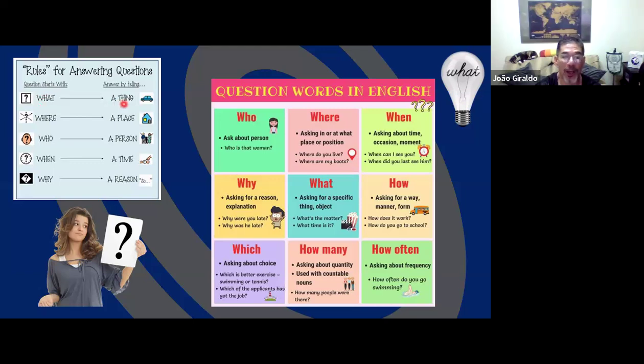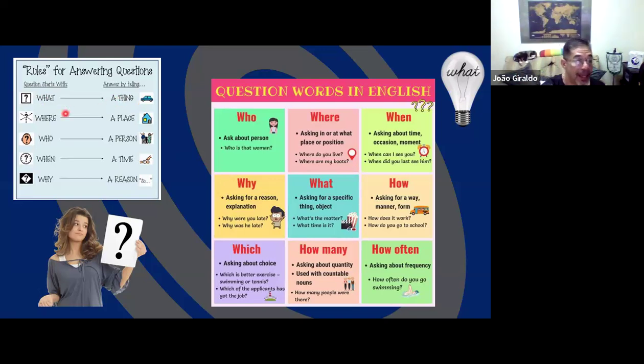When our question is about a thing, a general curiosity we have, for example, what is your name? What is your address? What is your profession? It's a curiosity. Or when you are pointing at something, what is this? What is that? So it's a curiosity in relation to a thing, an object.